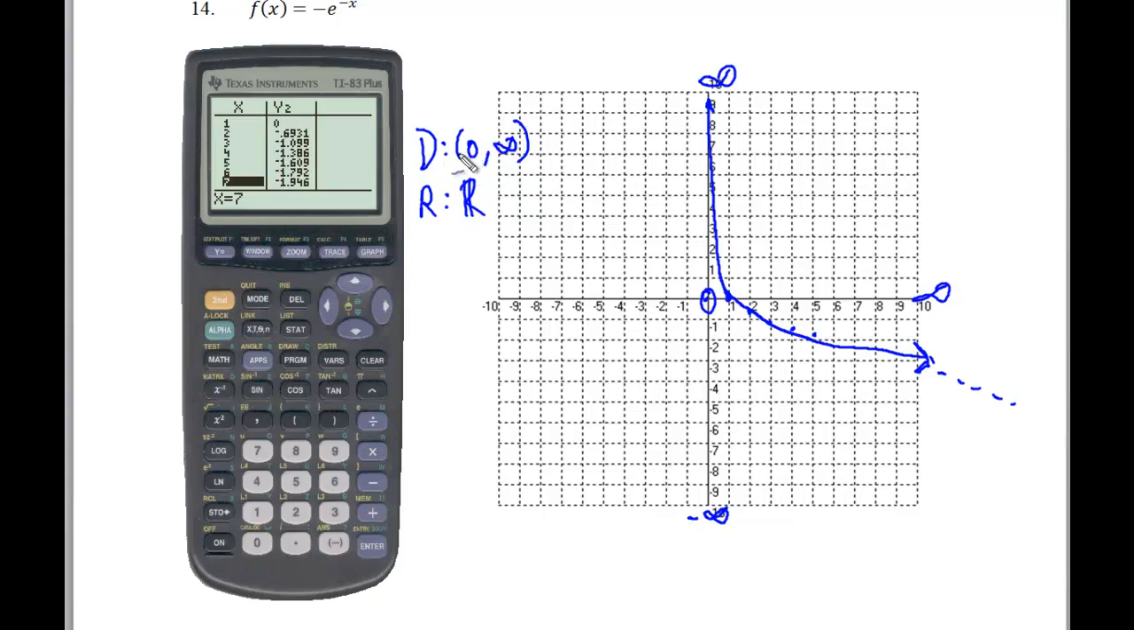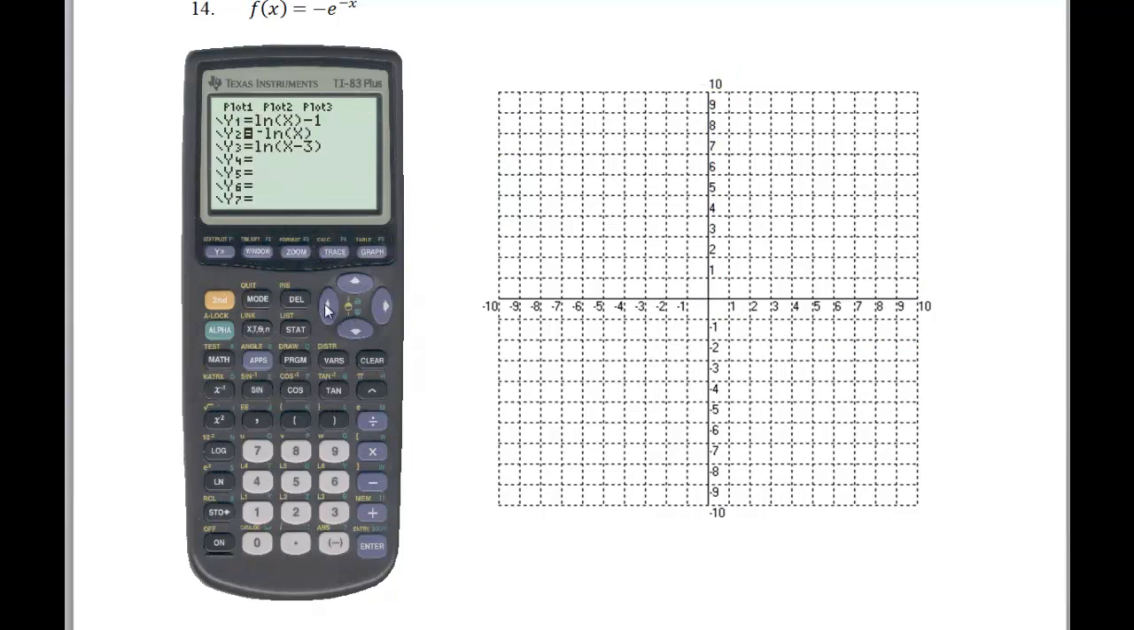So if you start comparing the domains and ranges of the natural logs to the exponentials, it's kind of like what I said, where the domains and ranges are flip-flops or inverses of each other. Alright, now let's take a look at the last problem here. Let's go and turn that off and turn this on. And let's take a look at the graph.